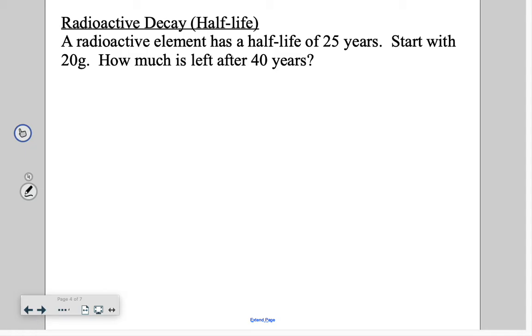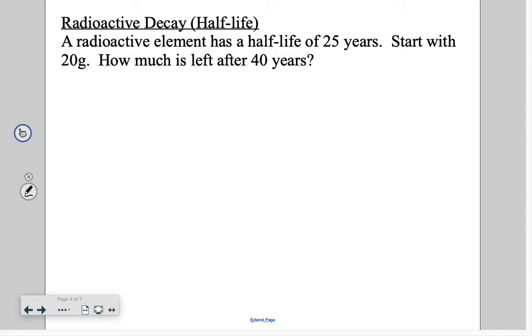Once it's discovered, you're starting with 20 grams of whatever. How much is left after 40 years? Again, a little bit of background information. A half-life, if you're not familiar, means that however long, in this case 25 years, you will have half of whatever you started with left. 25 years after that, you'll have half of that amount. And then half of that, and half of that, and half of that every 25 years. Okay, so that's kind of the decaying process.